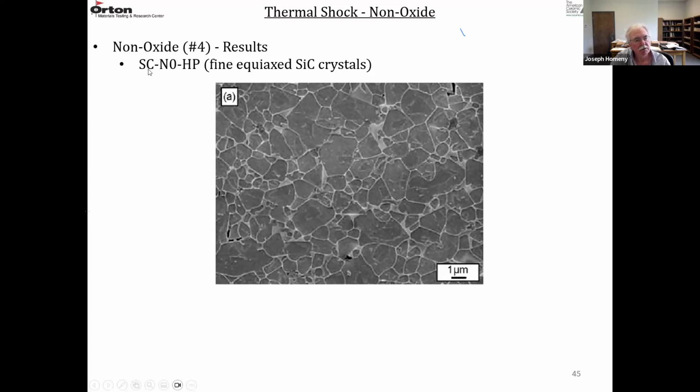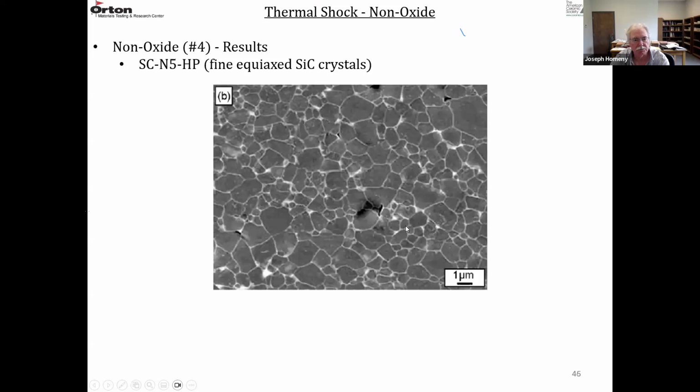This is the microstructure of the sample SCN0 that's hot pressed. So there's no post annealing, no silicon nitride. This is a fine-grained silicon carbide material, 1 or 2 micron diameter crystals. You can clearly see the grain boundaries and the crystal size. So these were basically fine equiaxed silicon carbide crystals.